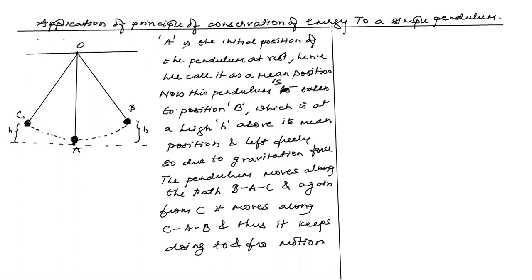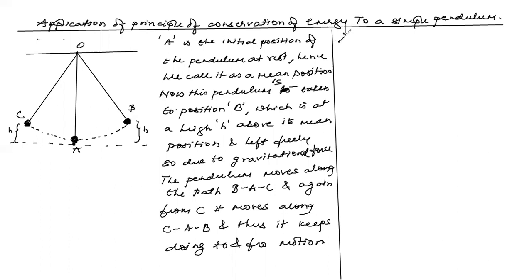Remember, listen children, A is the initial position of the pendulum at rest. Hence, we call it the mean position. Now, this pendulum is taken to position B, which is at a height h above its mean position, and left freely. So due to gravitational force, the pendulum moves along the path B, A, and C. And again from C, it moves along C, A, and B. And thus it keeps doing to and fro motion.